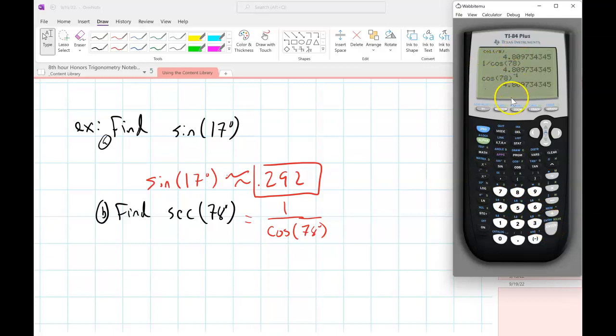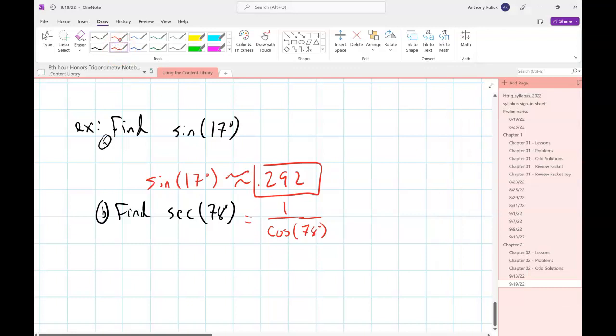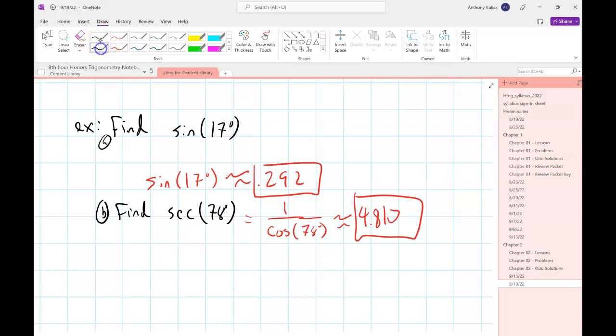What do I want to be careful about when I'm doing that last option? You've got to make sure that you close your parenthesis, because if you forget to close it, it's going to do the cosine of 1 over 78 degrees, which is not the same thing as 1 over cosine of 78. Everybody's cool with that? So what do we get? About 0.81, or I'm sorry, 4.810. Everybody feeling good still?